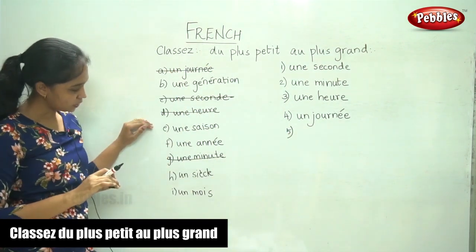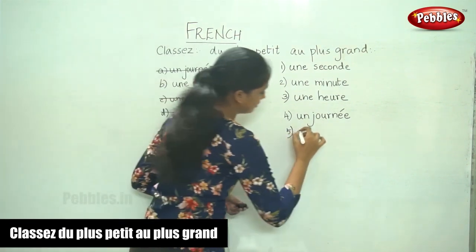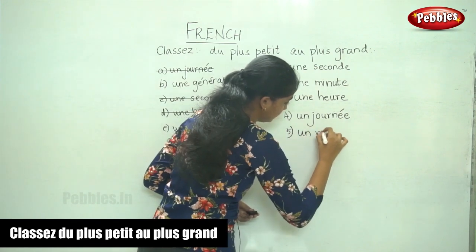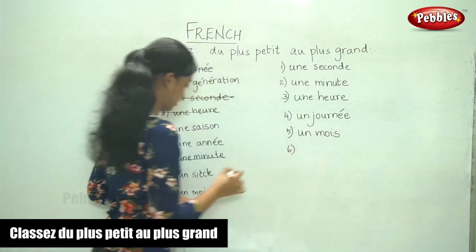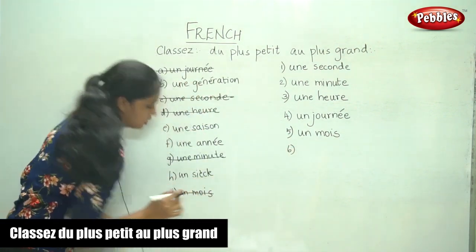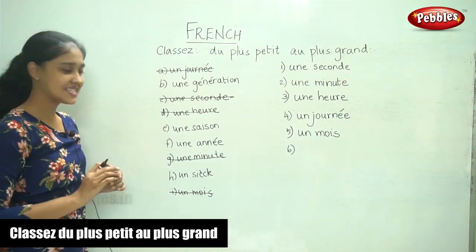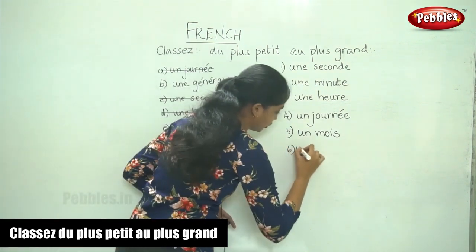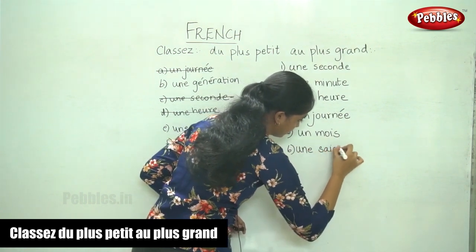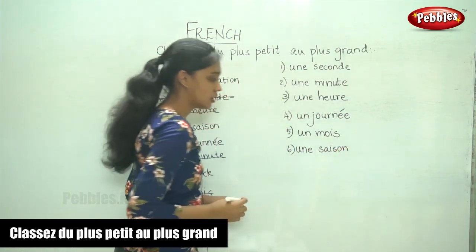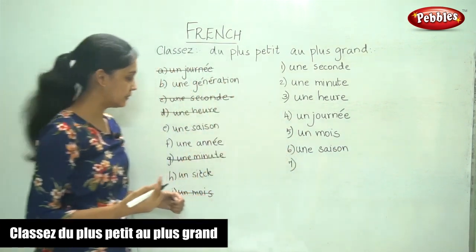The next one would be un mois. Un mois. So we finished a mois. The next one would be une saison. Une saison. A season.